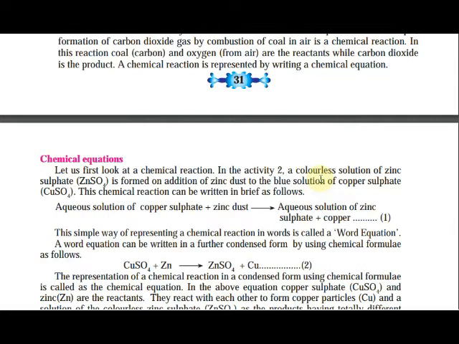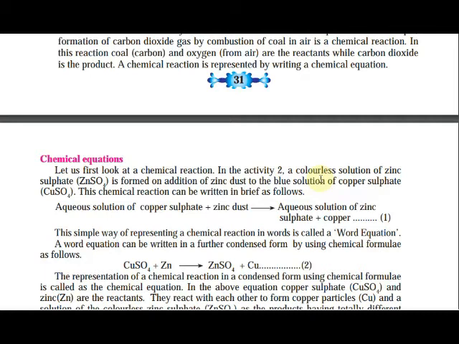Copper sulfate, CuSO4. Zinc dust, Zn. CuSO4 plus Zn gives ZnSO4 plus Cu. This is the second equation. The representation of a chemical reaction in a condensed form using chemical formulae is called a chemical equation. What is a chemical equation? A chemical equation means representation of a chemical reaction in condensed form. The word equation is given in word format.